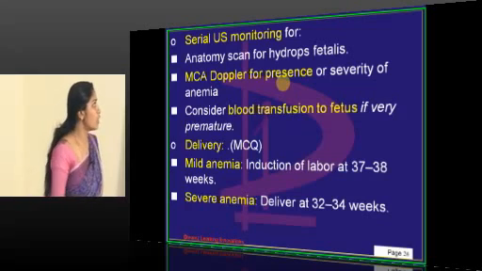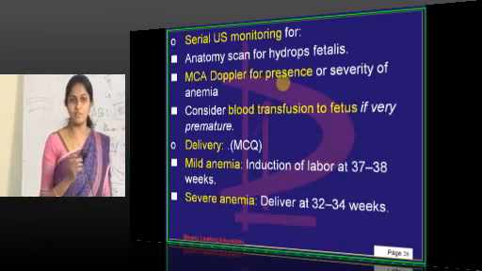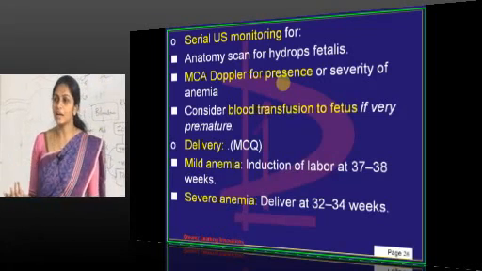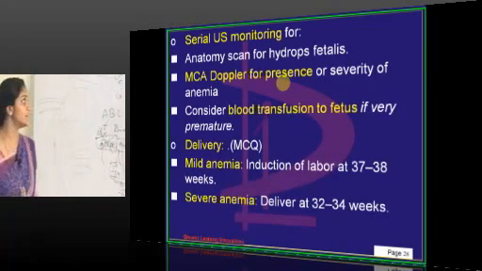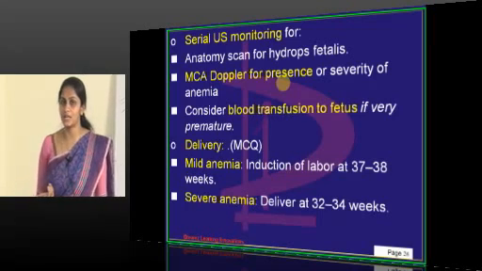So other than this, what are you going to do? You need to do serial ultrasound scans. Previously we have seen why: to detect hydrops fetalis at an early stage. Next, the other alternative we have is the middle cerebral artery Doppler.